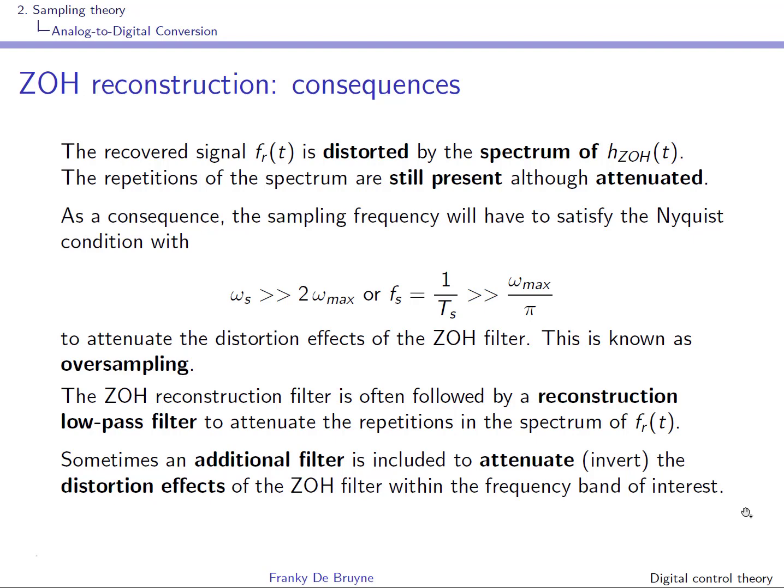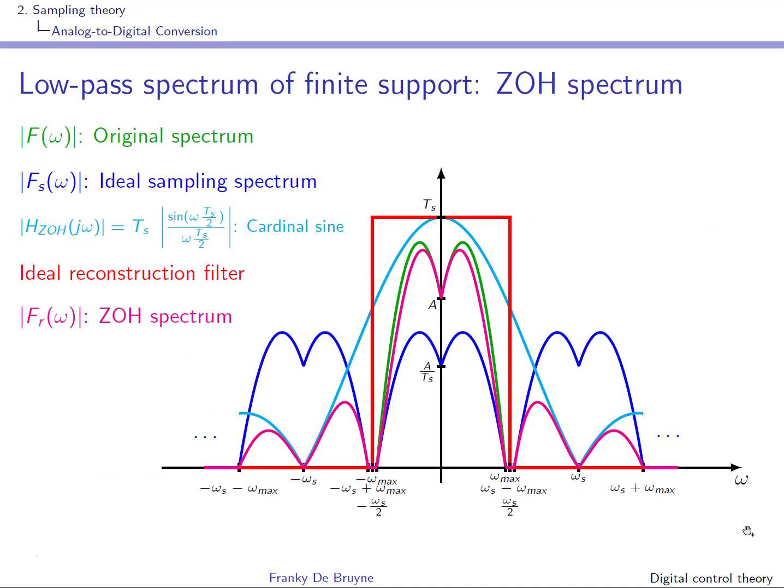So in practice what is done is that the sampling frequency omega s obeys the Nyquist conditions, but we will choose omega s much larger than 2 times omega max, or equivalently we will choose the Nyquist frequency much larger than omega max, and this is to attenuate the distortion effects. This is known as oversampling. So by doing oversampling, omega s is chosen much larger than 2 omega max.